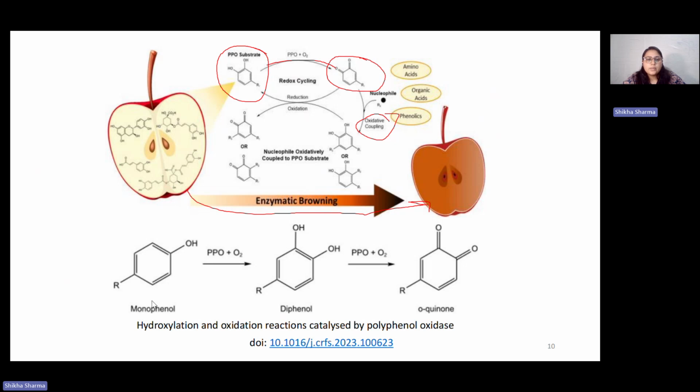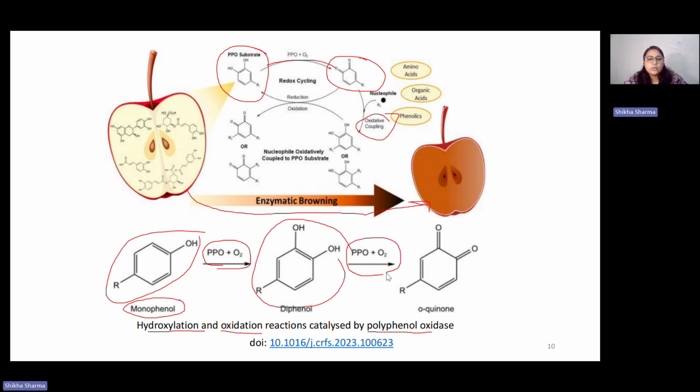So what is basically happening is, due to the polyphenol oxidase, hydroxylation and oxidation reactions take place. The monophenols are converted into diphenols using polyphenol oxidase in the presence of oxygen. And further, in the presence of oxygen, polyphenol oxidase converts diphenols into orthoquinones.